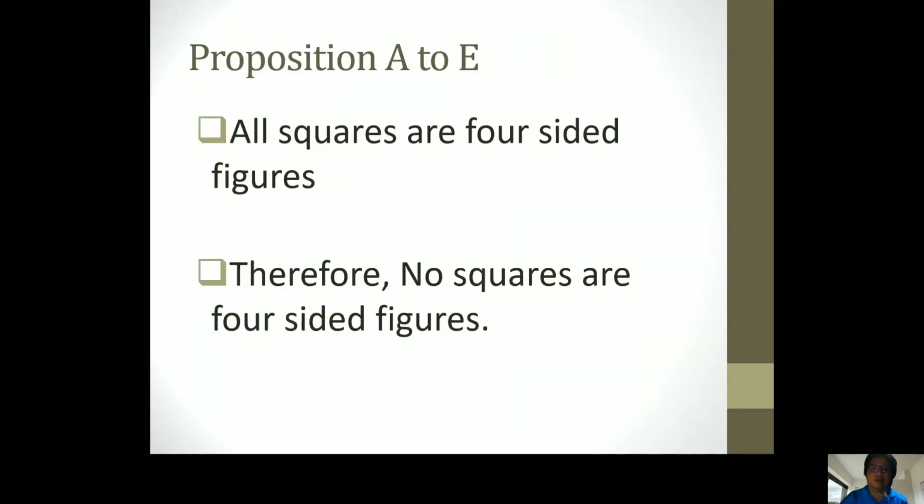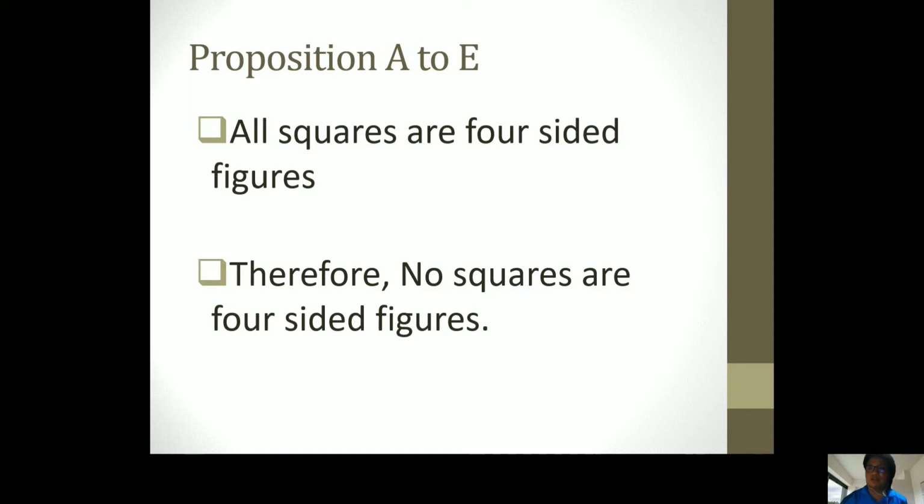For example, proposition A to E, meaning A, universal affirmative. All squares are four-sided. Subject term, all squares. Your copula here is "are", so meaning to say it is positive. And your predicate here is four-sided figure.